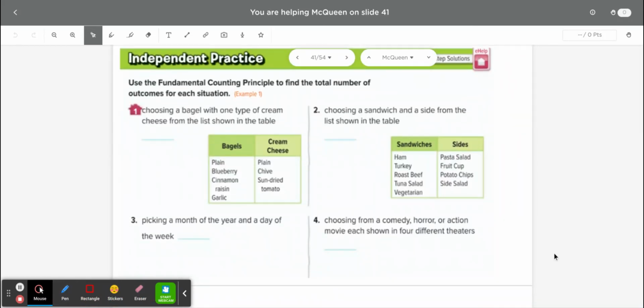All right, so we are going to work on this independent practice. I want you to pause the slide and the video, and I want you to work on 1, 2, 3, and 4. After you have worked on those 4, I will be happy to show you what the answers are for those 4 questions. So go ahead and pause at this time.